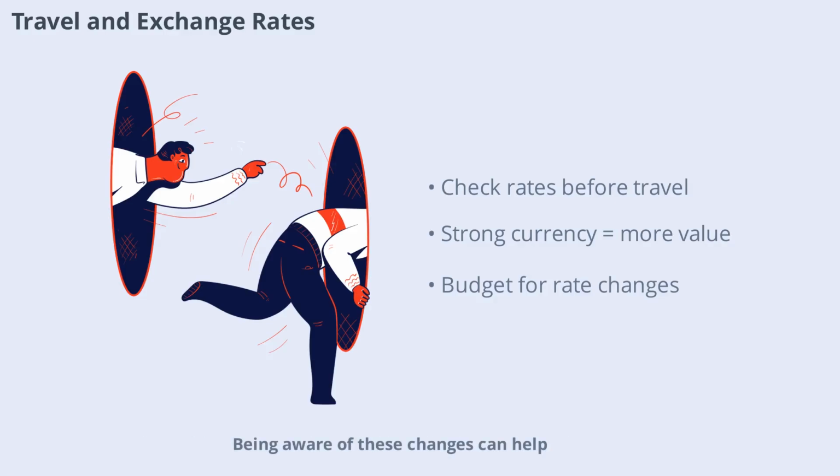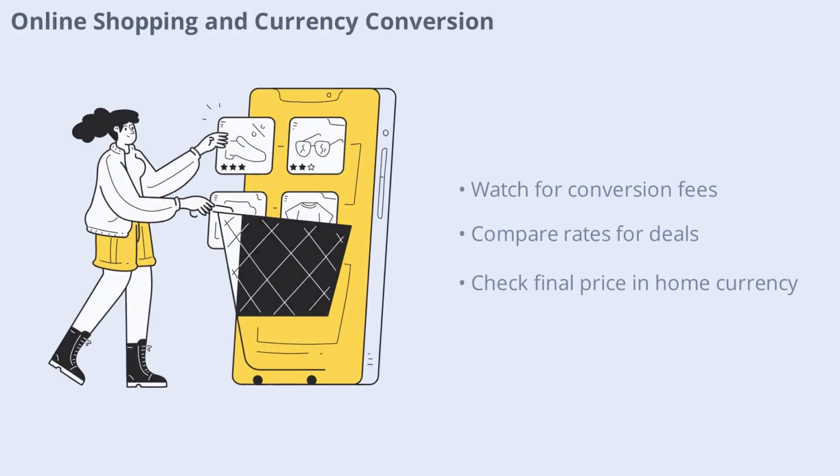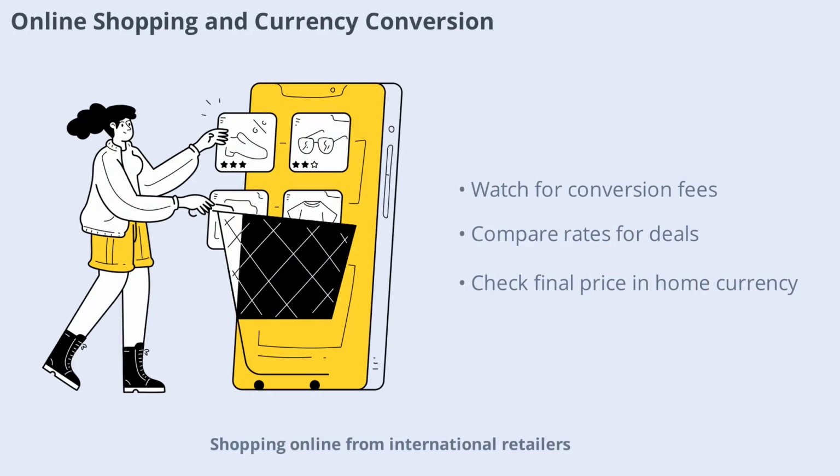Being aware of these changes can help you budget more effectively and avoid surprises. Shopping online from international retailers often means dealing with exchange rates. The price you see may be in a different currency, and your bank or credit card company will convert it at the current rate, sometimes adding a fee. Understanding how these conversions work can help you find the best deals and avoid unexpected costs. Always check for additional charges and compare rates before making a purchase.